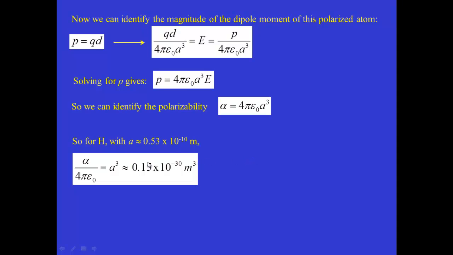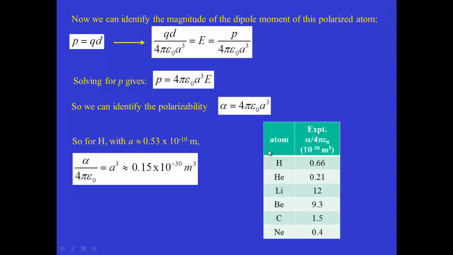Now let's compare this just to see if it's even in the right ballpark. Let's compare this with experimental results for some typical atoms. And what we see for this ratio alpha over 4 pi epsilon naught, in units of 10 to the minus 30 meters cubed, is that the values cluster somewhere between 1 or close to 1 and 10 for most typical atoms that we see here, at least lighter atoms in the periodic table. And so the 0.15 that we got for hydrogen is actually not a bad approximation. It's only off by about a factor of 4.